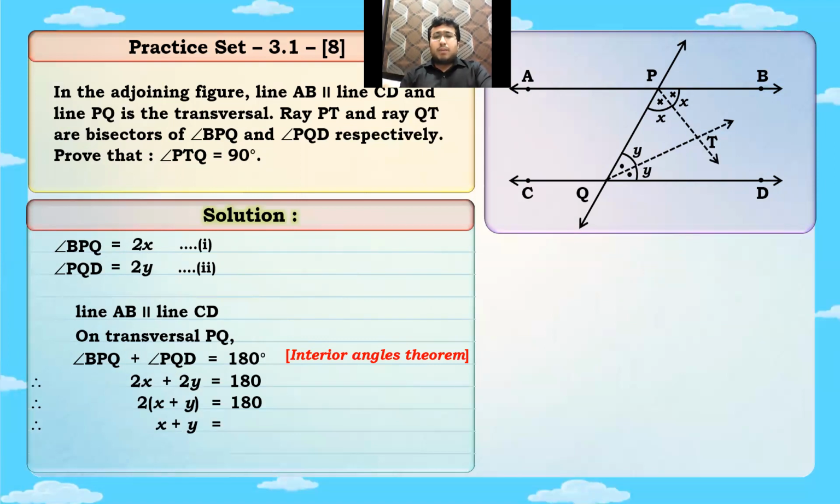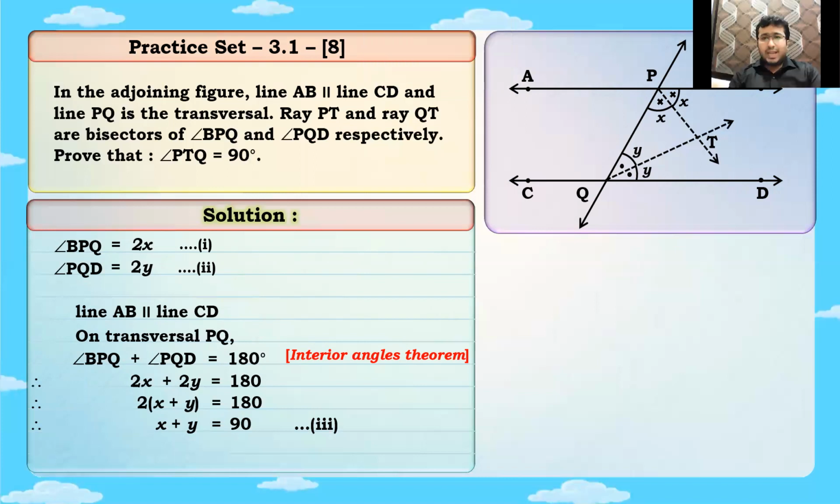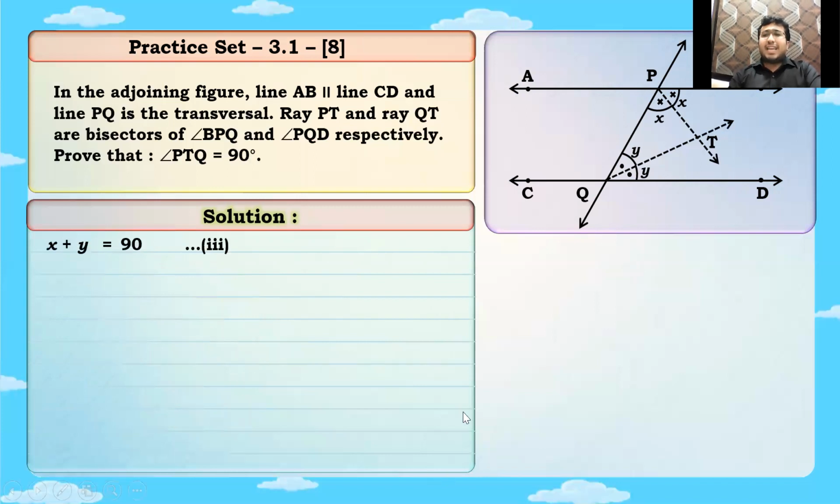What is 180 upon 2 students? Yes, it is 90. Okay. Result number 3. So students, we have got some information about x plus y, that x plus y is equal to 90. Now we do the last step students. We have to prove angle PTQ as 90 degree.